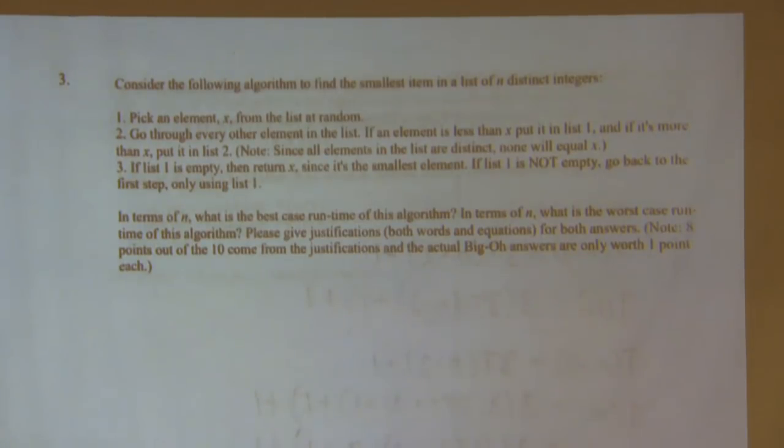And then if the list on the left is empty, then the element that we picked must be the correct minimum value because we didn't find anything less. But if it's not, then we just restart and pick a new random element. So yeah, it's a pretty dumb algorithm, but it's useful to figure out what the worst and best case runtimes for this are.